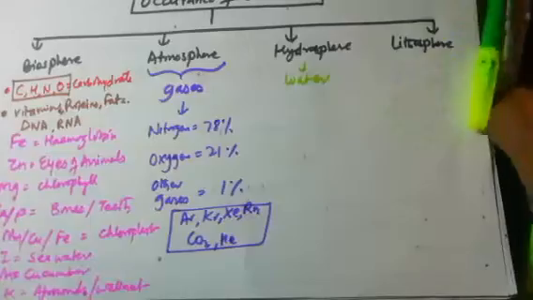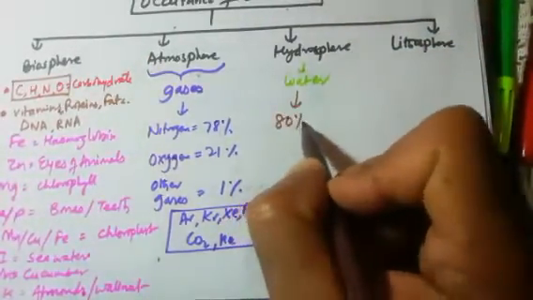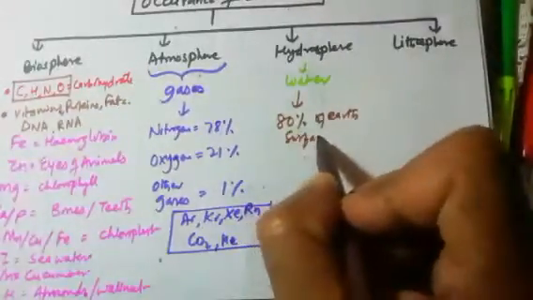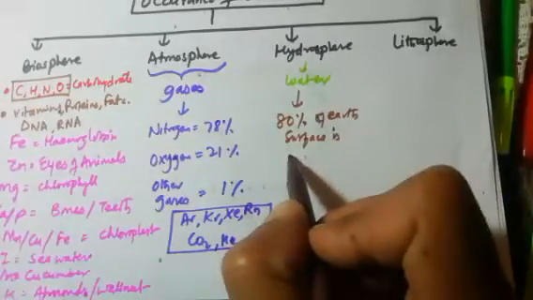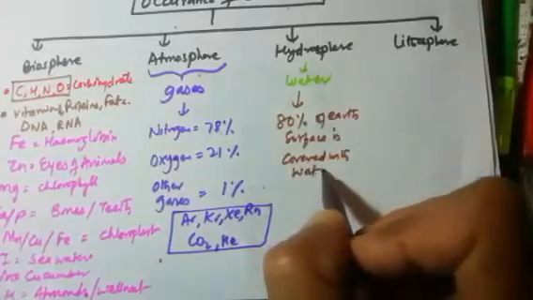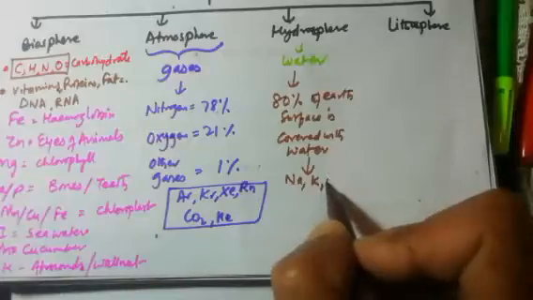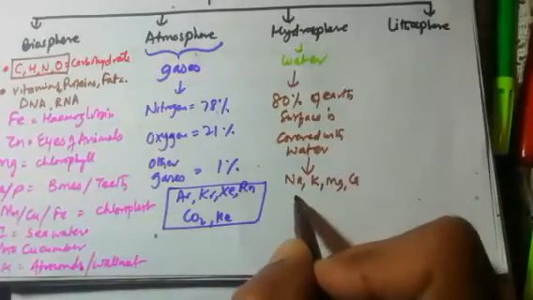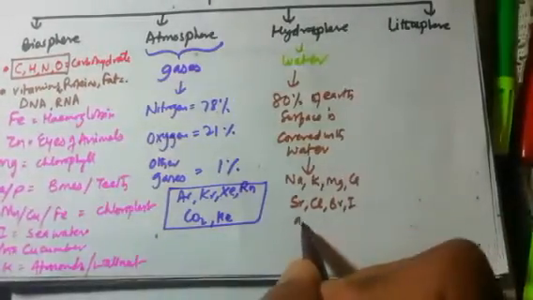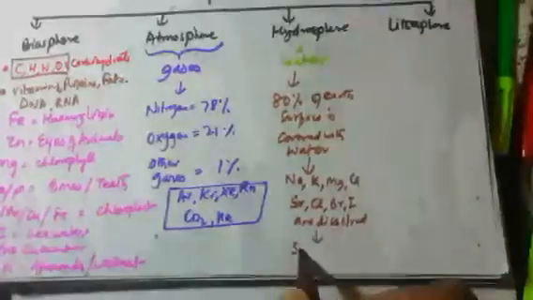If I talk about water, 80% of Earth's surface is covered with water. It means that Na, K, magnesium, calcium, strontium, chlorine, bromine, iodine are dissolved in large amounts in seawater.